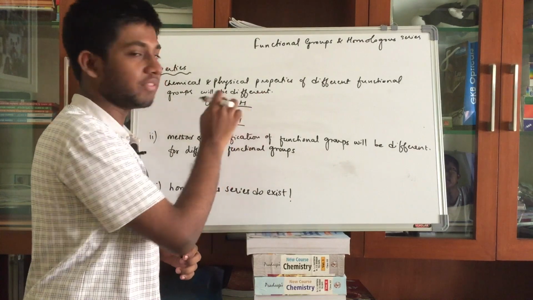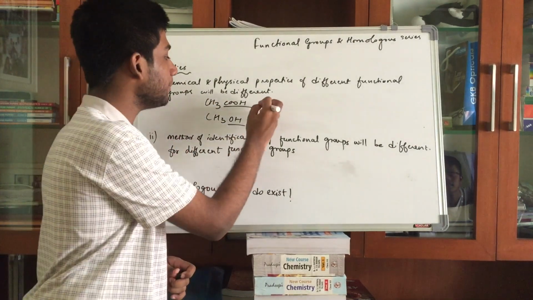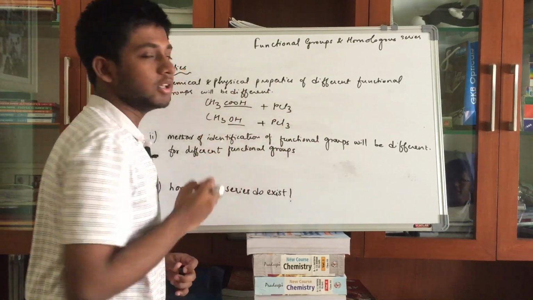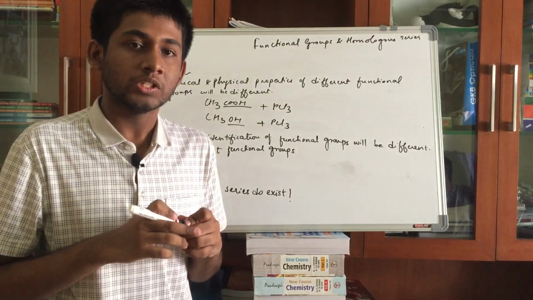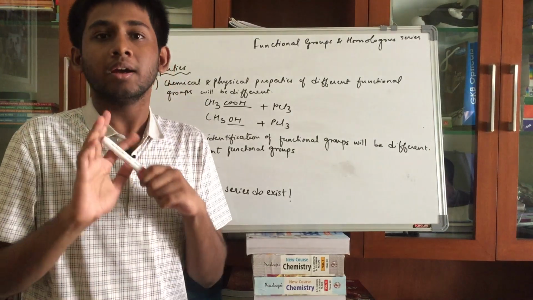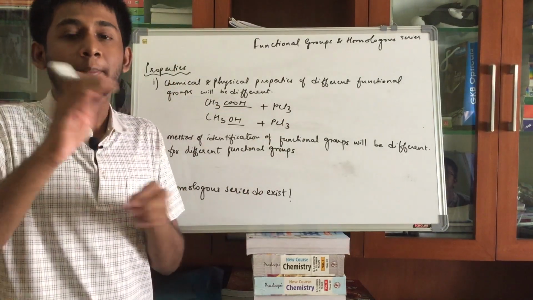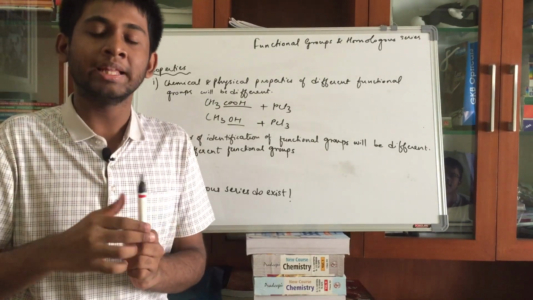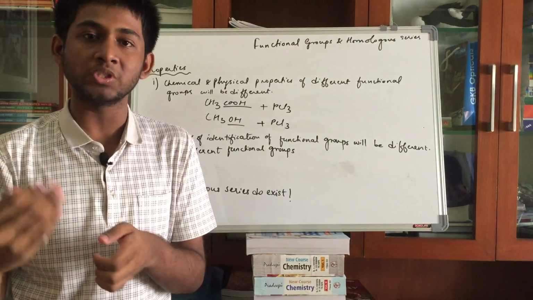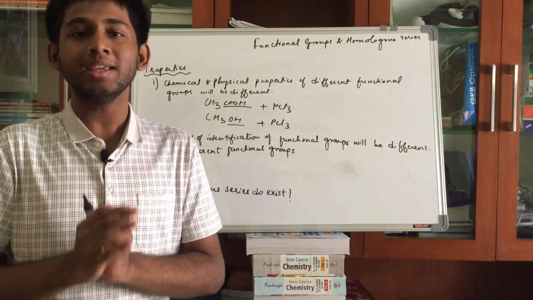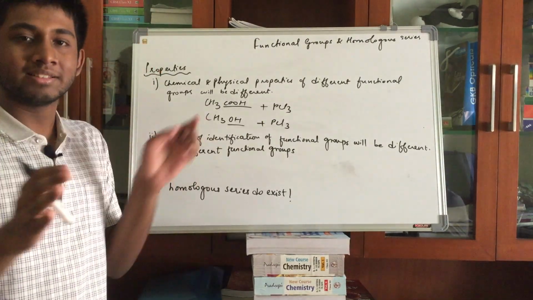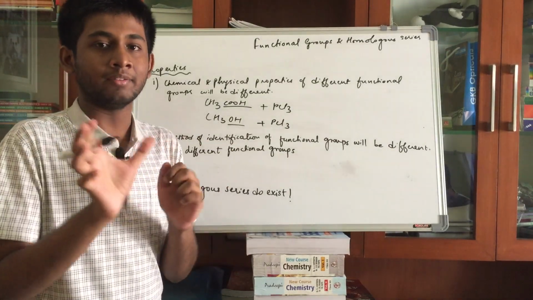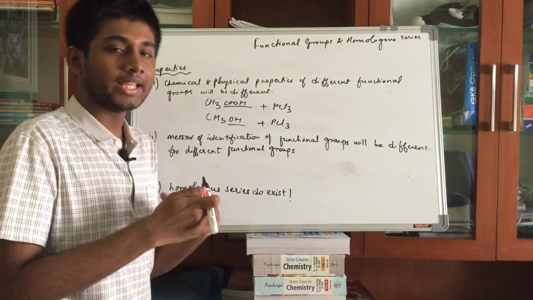When both the functional groups react with the same compound, which is PCl3, phosphorus trichloride, the major product will be different for both. This fact will tell you that the chemical properties of different compounds having different functional groups will be completely different. Now let's write the reaction without balancing the equation, just the major product, so you will know the difference in the chemical property.